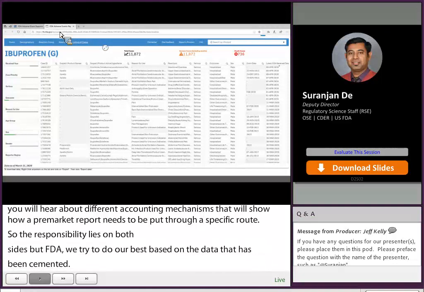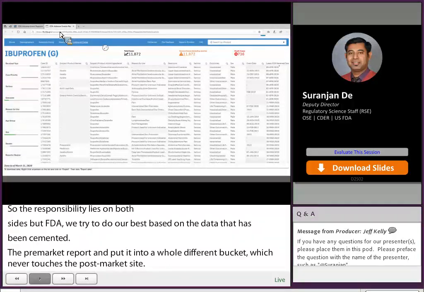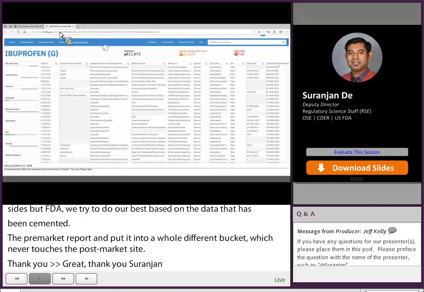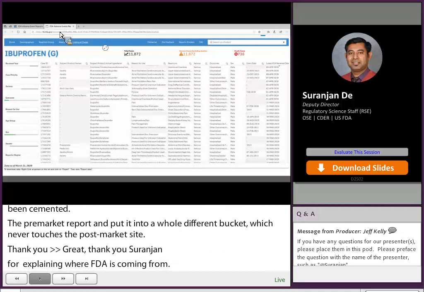Great. Thank you, Suranjan, for explaining where FDA is coming from and how people can prevent things in the future. So our next question is, how should an ICSR be submitted if the gateway is not available? Will the FDA still receive a paper report for an interim submission followed by the gateway submission once the capability is restored?